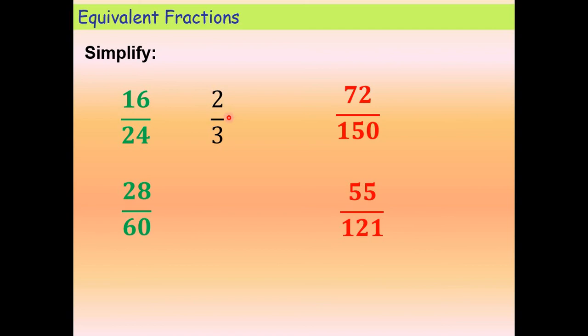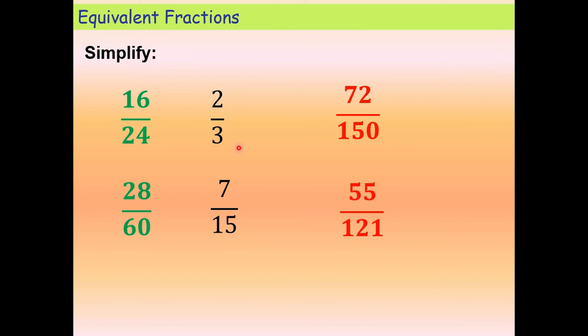You can also divide by 8 because both of these numbers are in the 8 times table. If you divide them both by 8, you get 16 divided by 8 is 2, 24 divided by 8 is 3. Let's have a look at the next one.